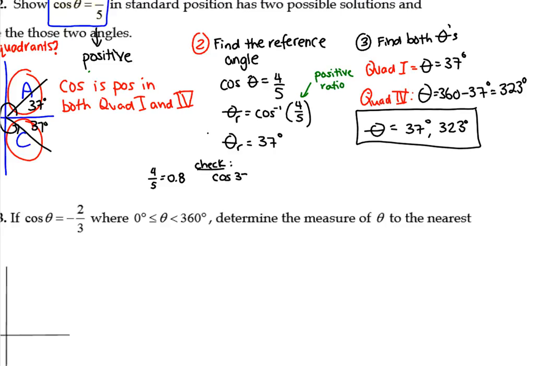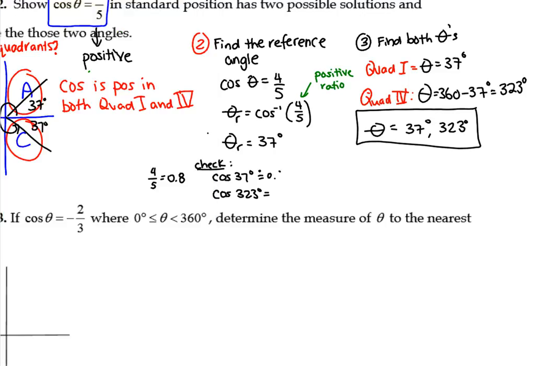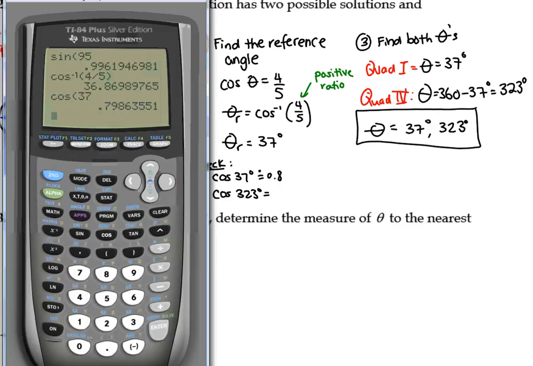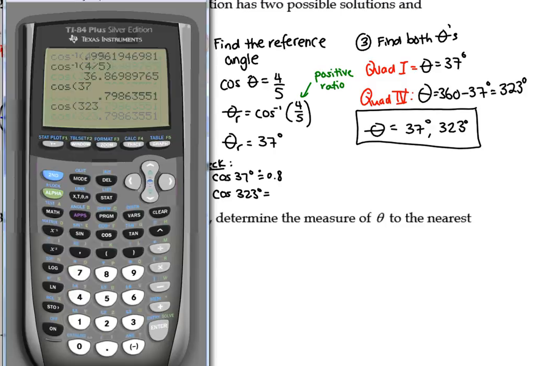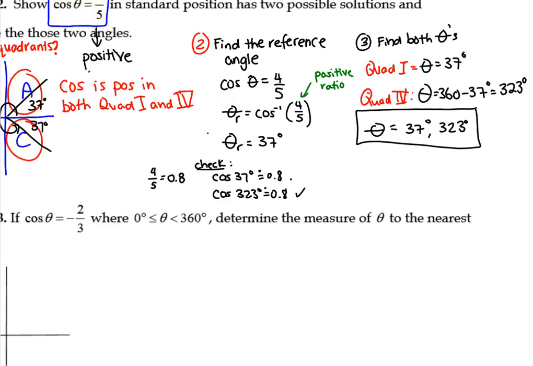So when we want to check our work, I'm going to type in cos 37 degrees and cos 323 degrees. Now, did we round these angles? Yes, so it needs to be very close to 0.8, these ratios. So let's try them. Cos 37, is that approximately 0.8? Yes, that's approximately 0.8. And cos 323, is that approximately positive 0.8? Yeah. Okay, so there's our check. Those two angles will give you the same ratio of approximately 0.8. Okay?